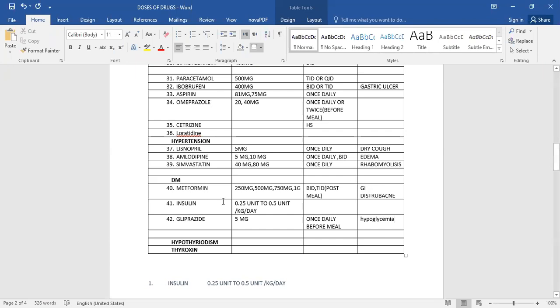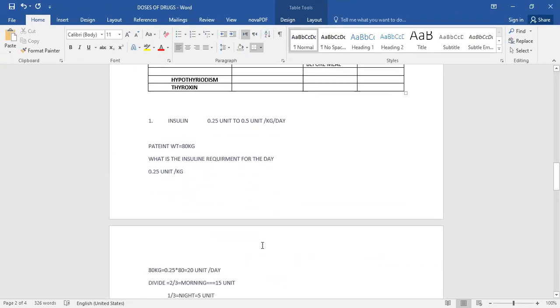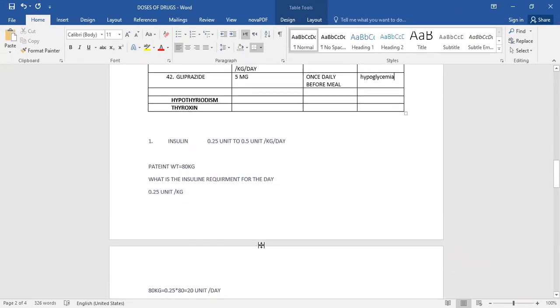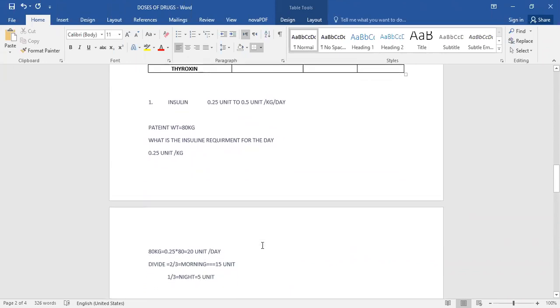Now insulin. First you need to know, for hypothyroidism you use thyroxine, 500 mcg once daily, and it is also given before meals or on an empty stomach to make it more effective. Okay, now we come to insulin.